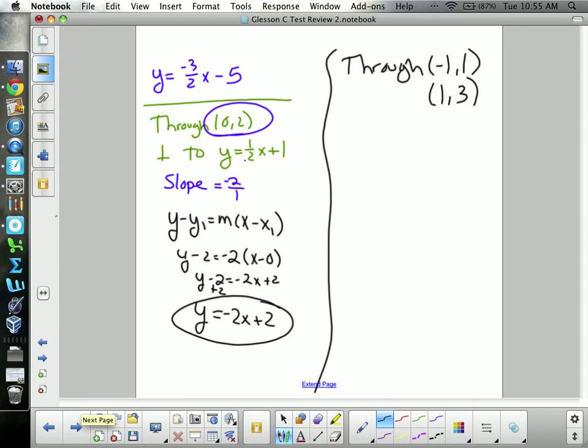All right. What do we got here? I'm given two points. How am I going to find the equation of the line?